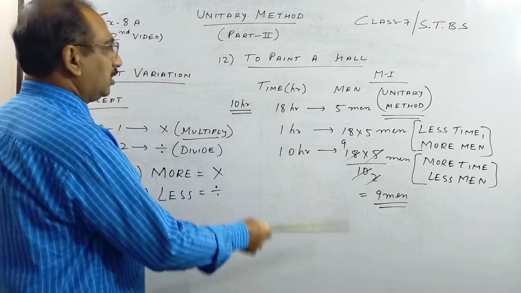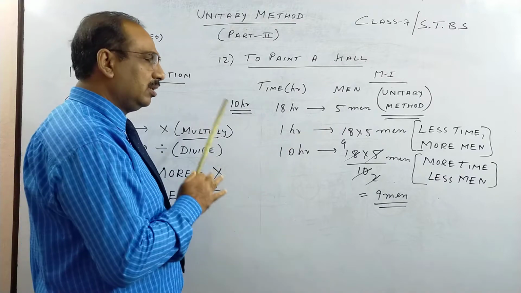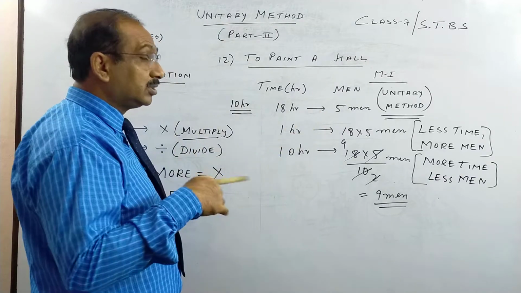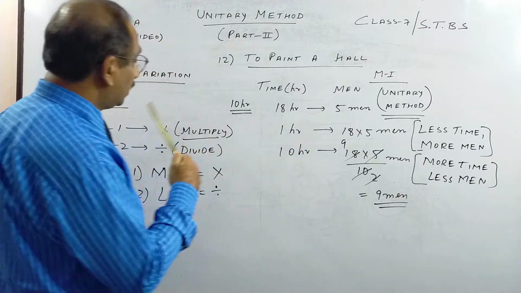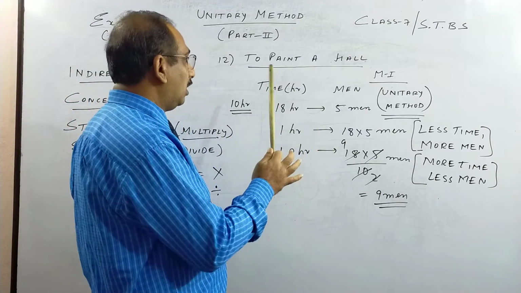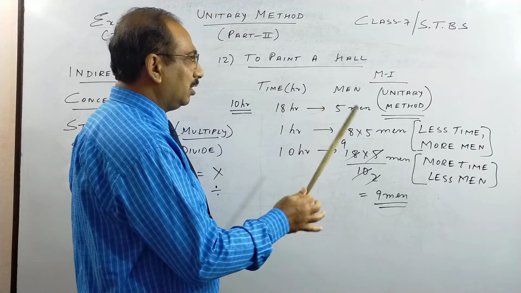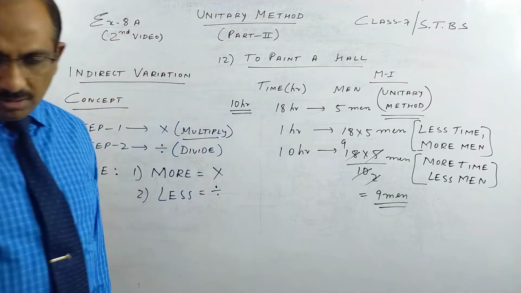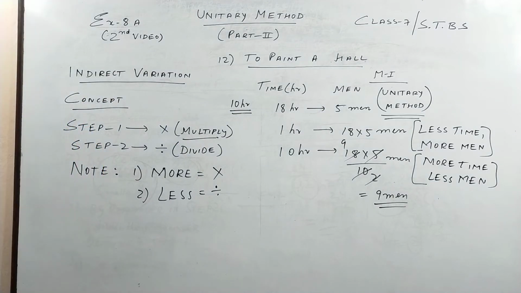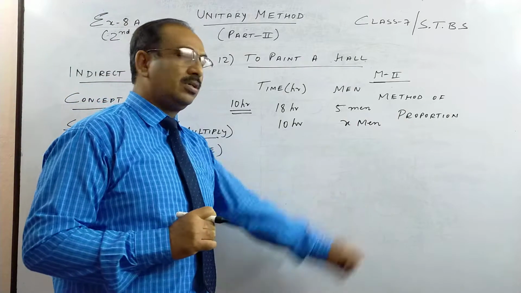This is the unitary method. I'll show you the same sum. So a little bit slowly I am going, children, because this is a very conceptual part. That's why I am going a little slowly here, you will see. So please copy. I will show you the same question, children, with the proportion method. So please pause the video and copy. So here we go to method 2, which is called the method of proportion.